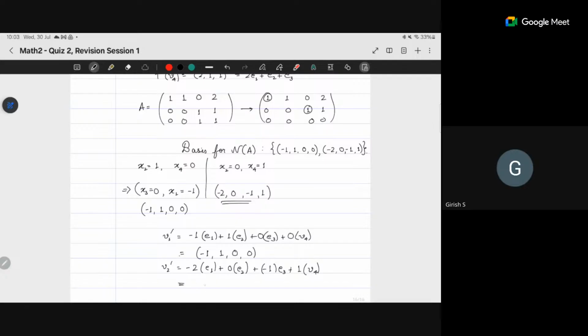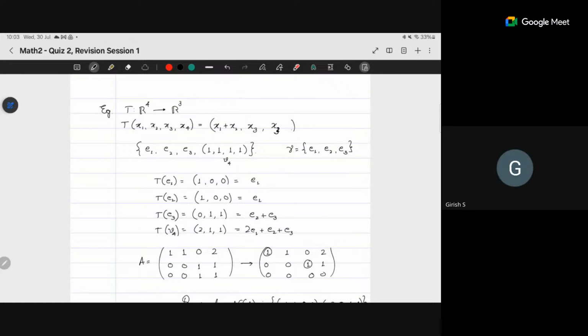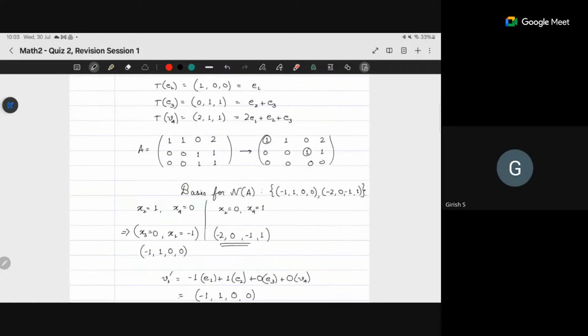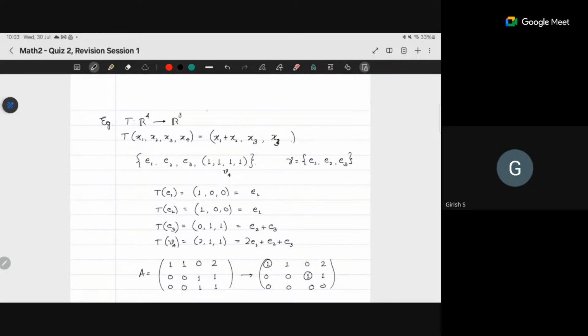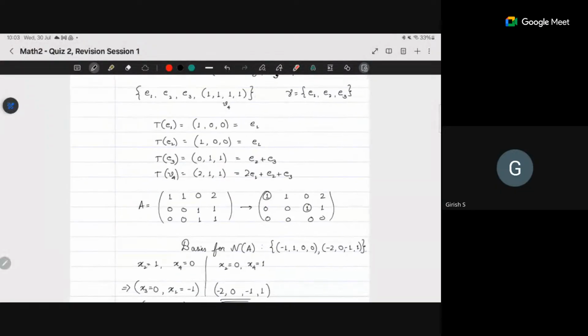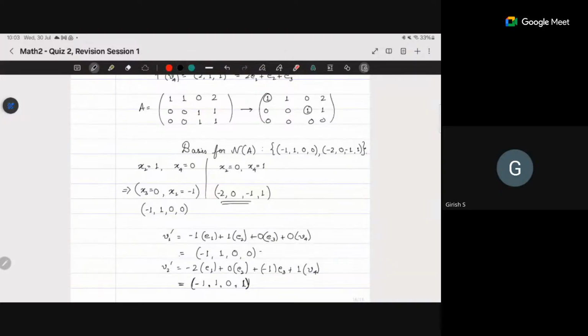So what is this? You will get -1, 1, 0, 1, I think. Is this correct? Yeah, just verify that this thing is correct. But yes, it is correct, because when you substitute it back over here, what was it? -1, 1, 0, 0. If you look at that, it is in the kernel. So a basis for the kernel would be this and this.